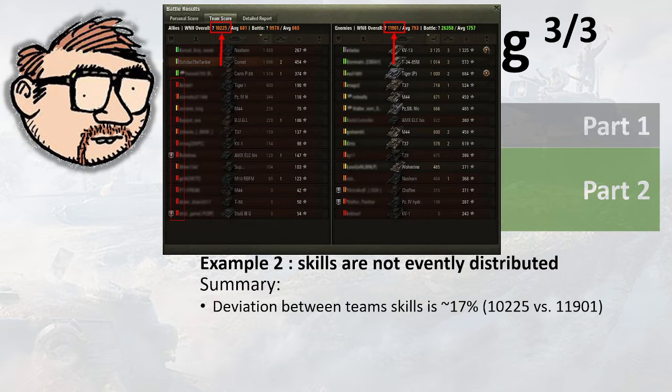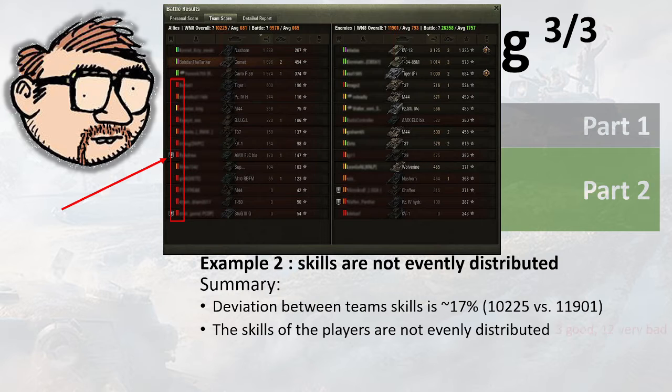So if the deviation between team skills in this lower tier battle result we are looking at right now were 25%, as in the previous tier 10 battle, it would be telling the same message, but the effectiveness of the result would not be so big. But in this case, with 17%, I would say these teams are pretty close to equal from the point of view of the deviation between team skills.